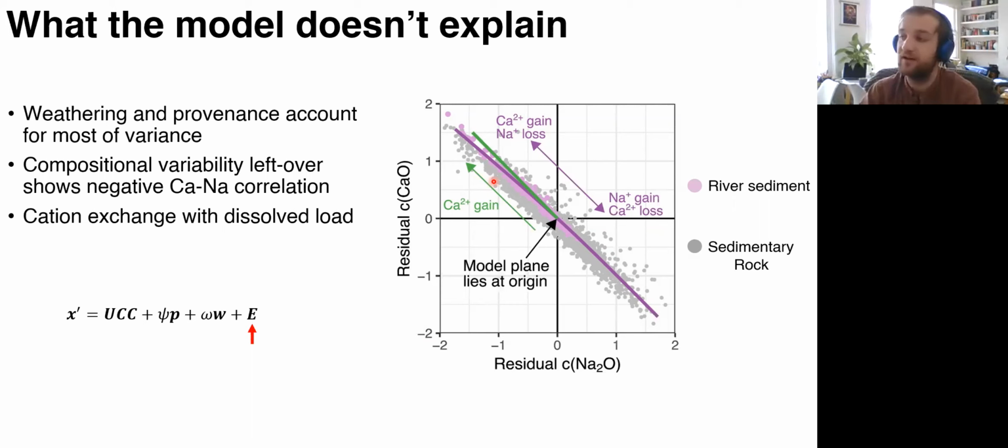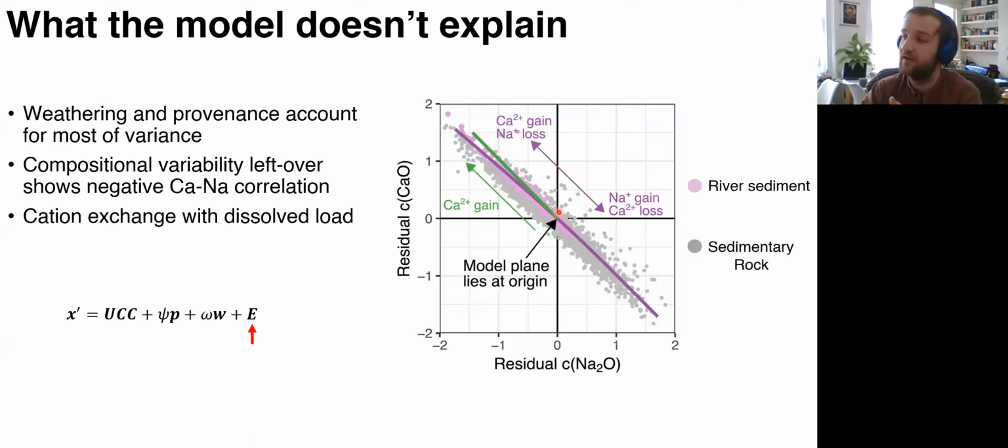And helpfully, we have another independent constraint to test this idea, in that we can split our data set into river sediments and then sedimentary rocks. And river sediments, obviously, if they don't go into seawater, they won't have much interaction with sodium. As a result, we would expect them not to be enriched in sodium if they haven't interacted with marine water, whereas sedimentary rocks, which might have been deposited in the sea, should interact with seawater, and therefore we would expect them to see an enrichment in sodium.